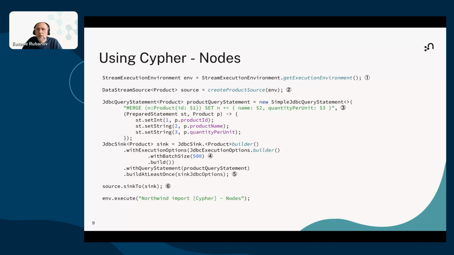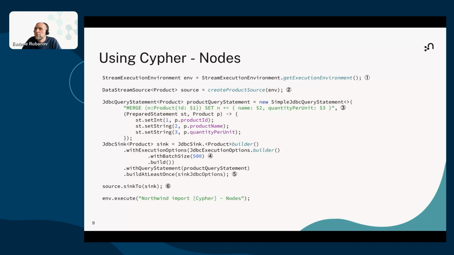When that's done, we can define how we will be writing to Neo4j. In this case, I'm using Cypher. So I'm defining a Cypher query and a function that will be used to copy field values from our object to the prepared statement. And when that's done, we assemble everything into a sink.